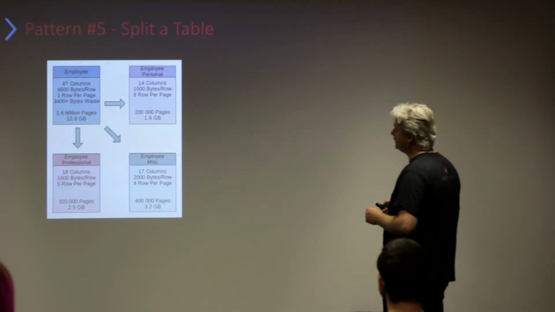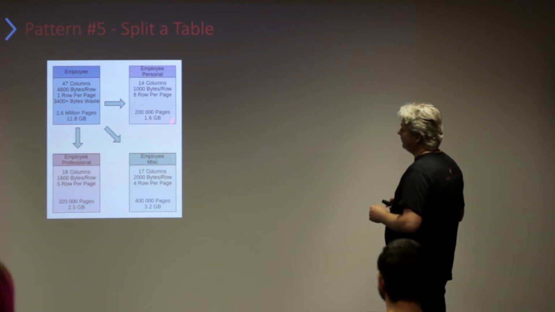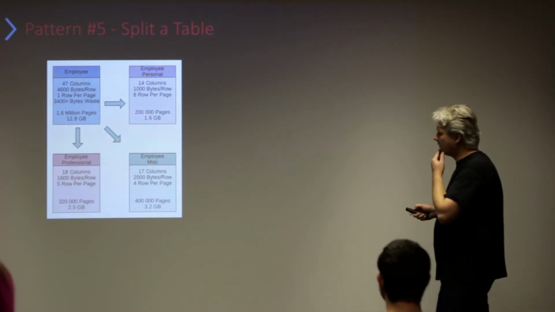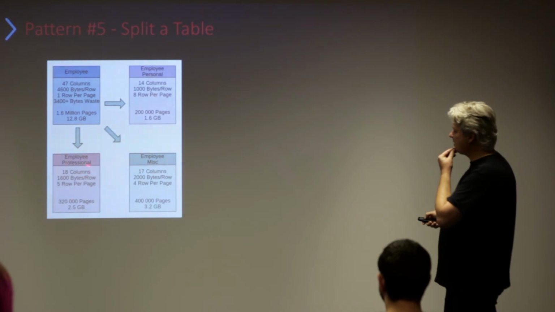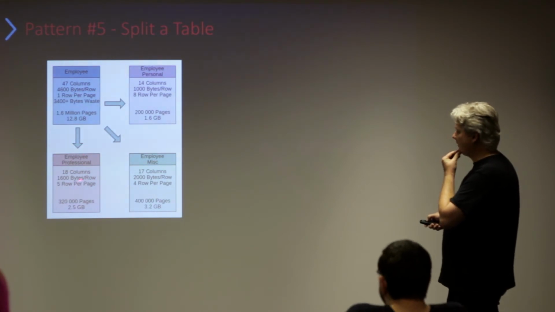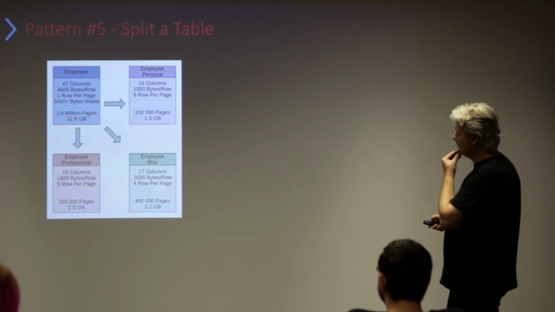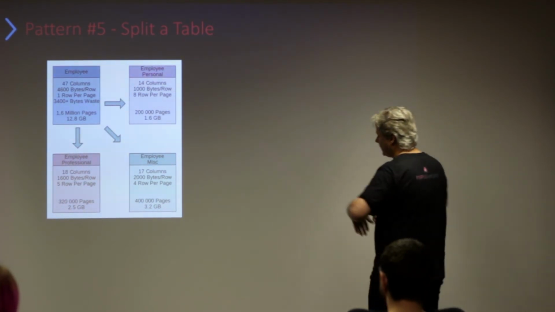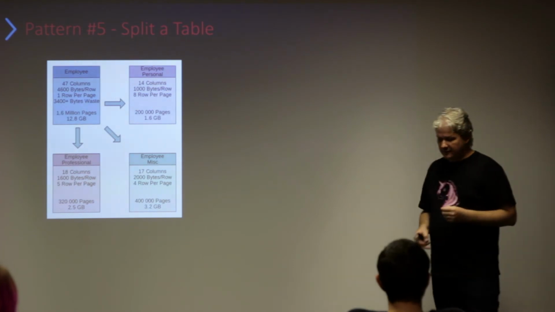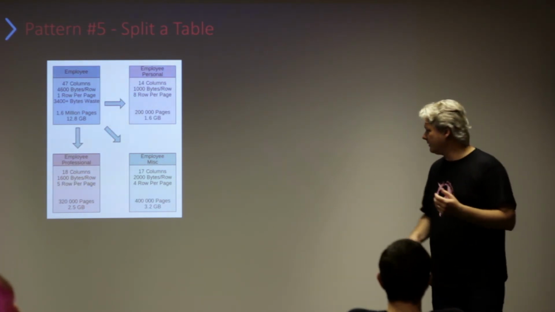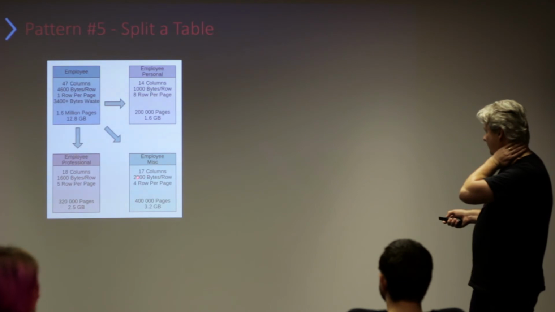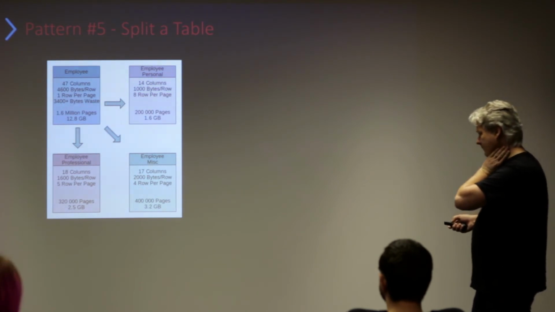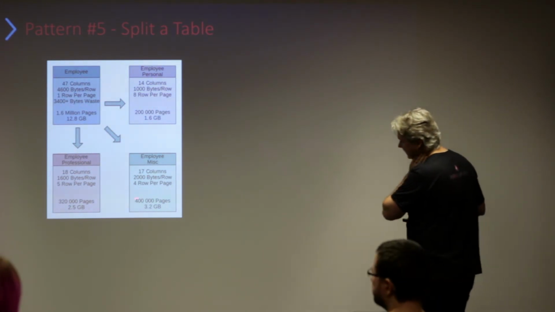We can put 8 rows on, and all of a sudden we've got 200 pages and only 1.6 gigs. And if we did the professional information, we could do exactly the same concept and we're going down to 2.5 gigs. And if we did the employees' miscellaneous information, this might hold large quantities of things that we didn't really care about, photographs and all kinds of other things.